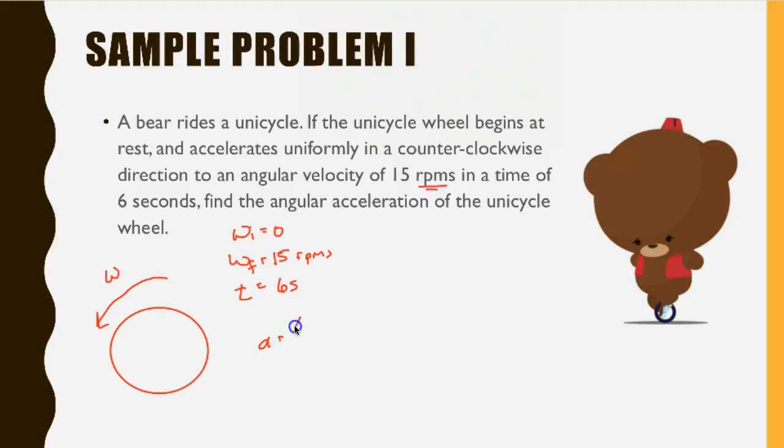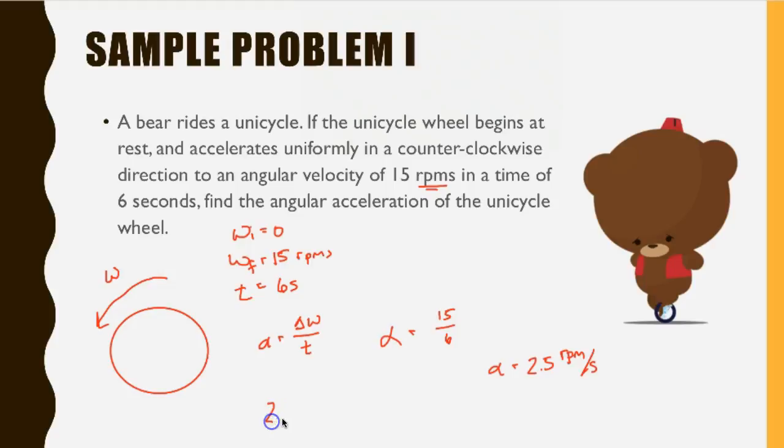Alpha is change in omega over time. So alpha is 15 over 6. And so that gives me alpha equals 2.5 revolutions per minute, so RPMs per second. Does that make sense? Now I might want to write this in terms of my standard units, which is radians per second. So let's convert this into radians per second squared.